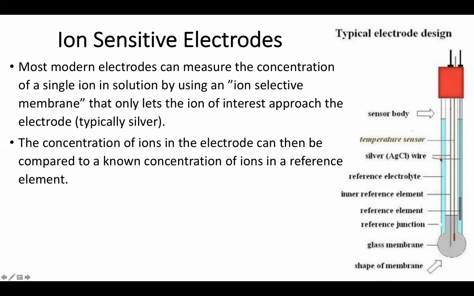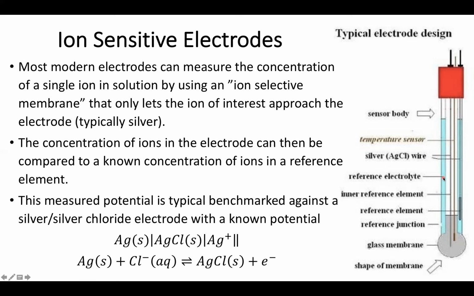So if you're trying to find the concentration of silver ions, you would have a silver solution in that reference electrode. If you're interested in the proton concentration, you'd have free protons of a known concentration inside that reference solution. However, just to make sure that you keep both cells at known concentrations, there's usually some sort of benchmark electrode with a known potential that you can always compare against.